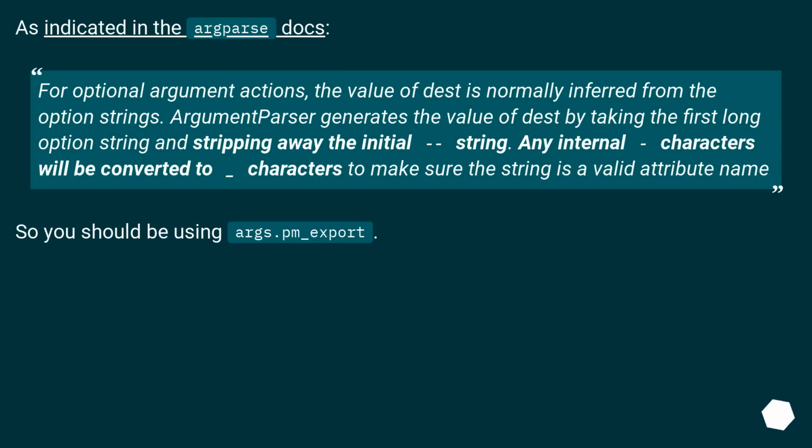As indicated in the argparse docs, for optional argument actions, the value of dest is normally inferred from the option strings. ArgumentParser generates the value of dest by taking the first long option string and stripping away the initial dashes. Any internal dashes will be converted to underscore characters to make sure the string is a valid attribute name. So you should be using args.pm_export.